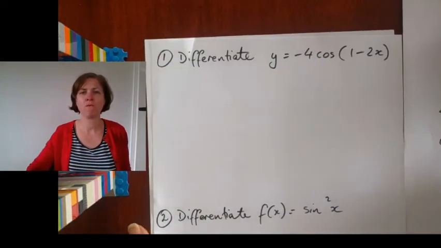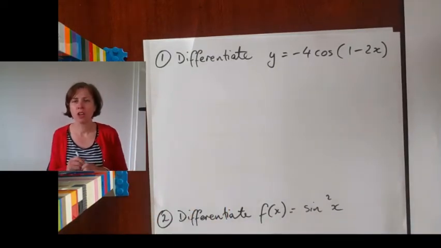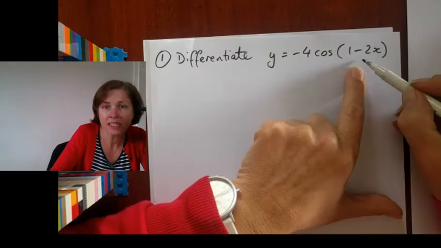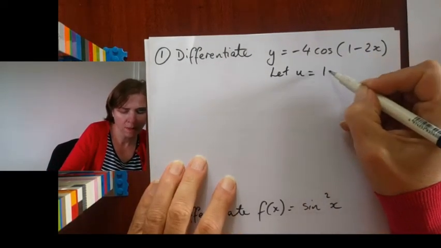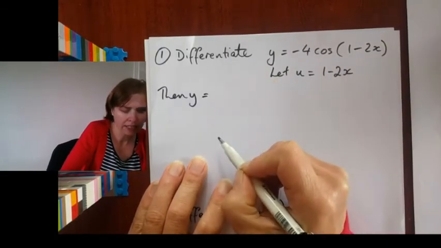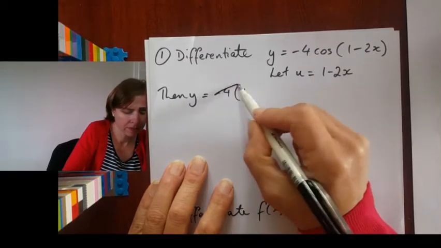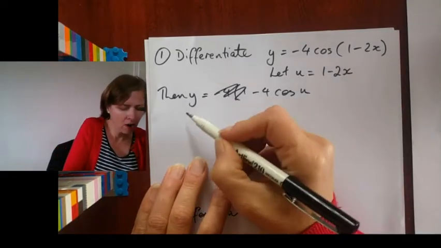My first example, I'm going to differentiate y equals negative 4 times cosine of 1 minus 2x. Now this looks to me like a composite function because I have this inside function here. So I'm first going to define u as 1 minus 2x, and then y I'm going to rewrite in terms of u, negative 4 cos u. Okay, so now I find dy du.